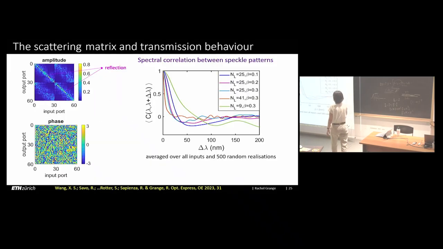Then we also model the scattering matrix and the transmission behavior. So here you have the output ports and the input ports, and you see the spectral correlation between speckle patterns, and how you can increase your spectral resolution just by having bigger networks or higher reflection. Your beta here is higher. So either we increase the beta or we increase the number of layers within our networks, and then you can change the spectral correlation and have a spectrometer that works better when you have a bigger network.